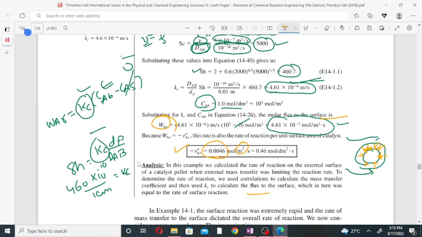So this was just an example of one of the cases which we have already discussed.